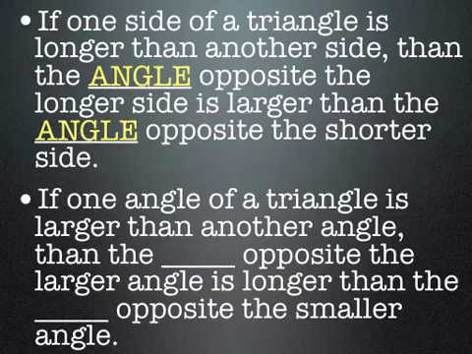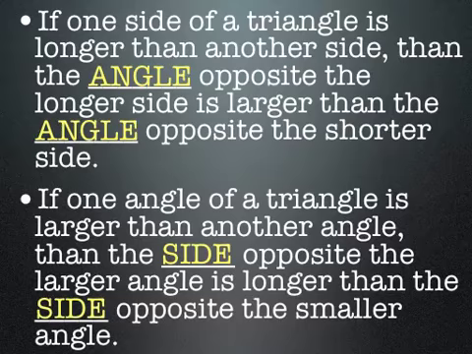The next statement says if one angle of a triangle is larger than another angle, then the side opposite the larger angle is longer than the side opposite the smaller angle. So this works both ways. If you have one larger angle, then the side opposite of the larger angle is going to be longer. If you have a smaller angle, the side opposite is going to be the smallest side, and then of course the middle degree angle is going to be opposite of the middle length side.